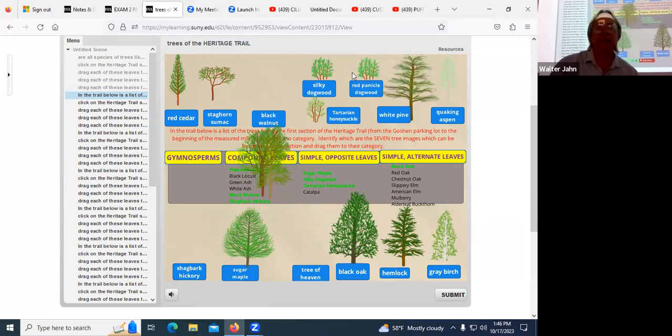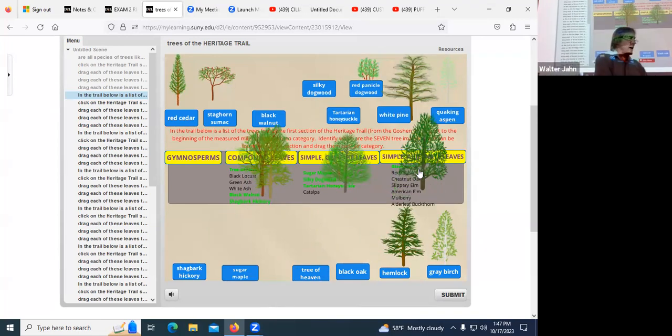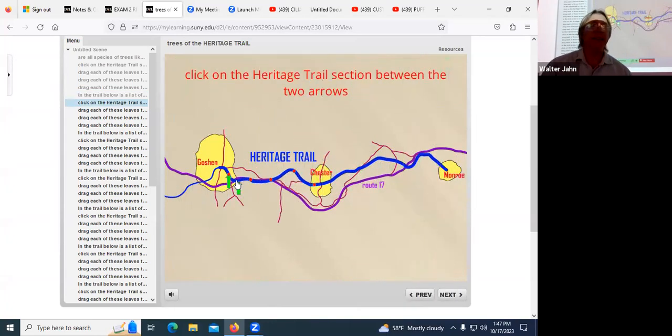Sugar maple, silky dogwood, and Tartarian honeysuckle. There's those. If you tried to drag the wrong one, notice that the red panicle dogwood's not a correct answer. That does not drag. And then sugar maple here, and black oak has alternate leaves. So there's not an endless number of trees that you would see in this section, just these different ones, a couple with compound leaves, a couple with simple. All right, so you submit. All right, great. Now you're ready to hike the next section.